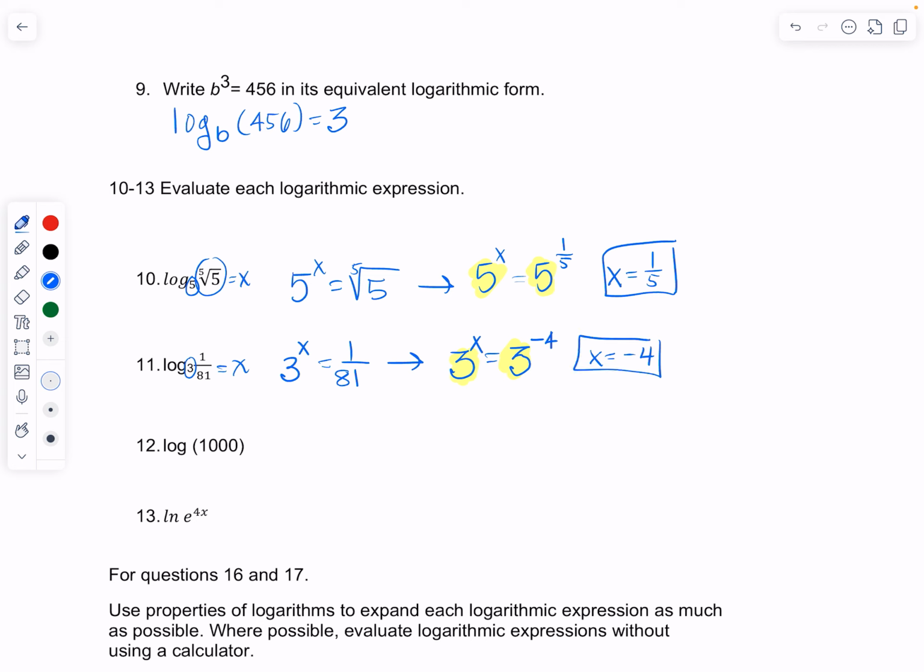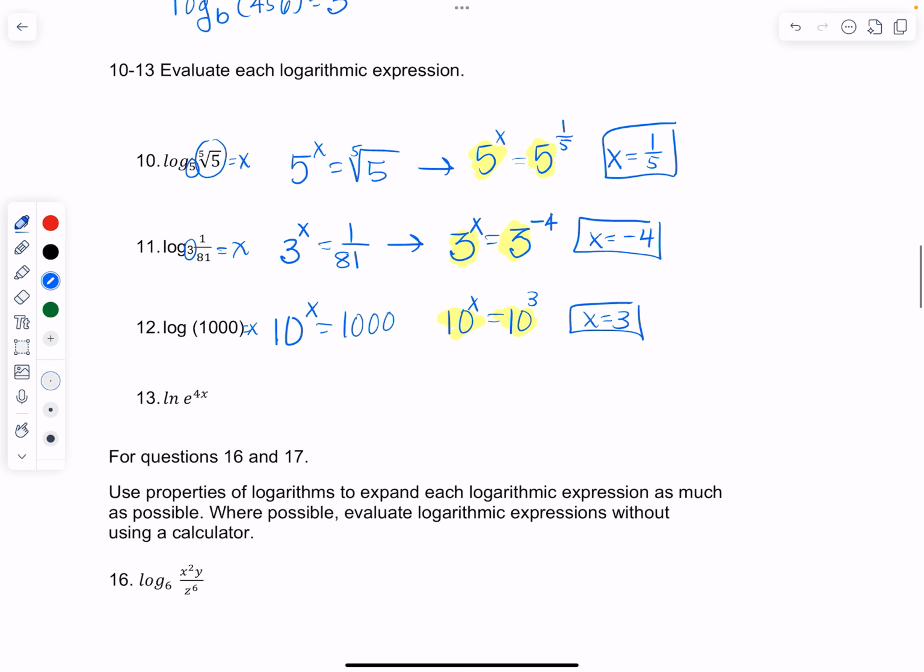All right, next one. This one says log. It doesn't show a base, but it says 1,000. When it doesn't show a base, the base is 10. So 10 raised to the x equals 1,000. So now I've got to write 1,000 with a common base. So base 10. 1,000 is 10 to the third. Now the bases are the same. So I read off the exponents, x equals 3, and voila, I'm done.